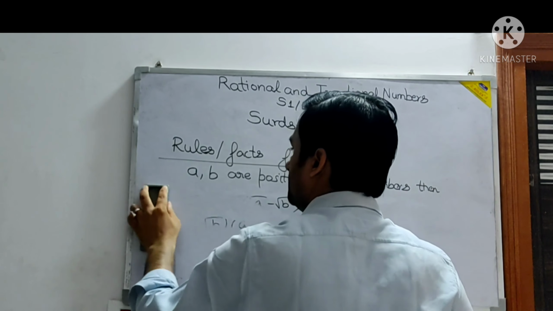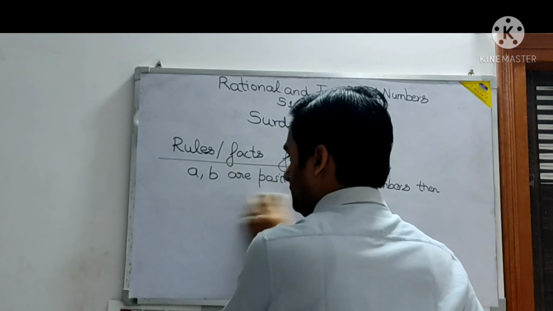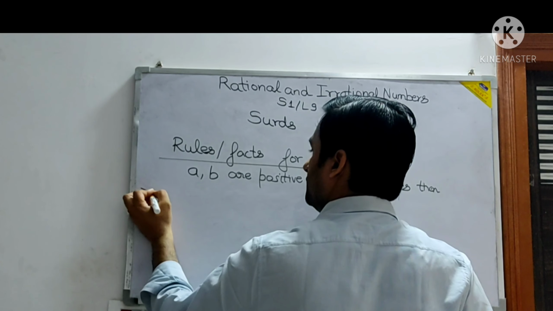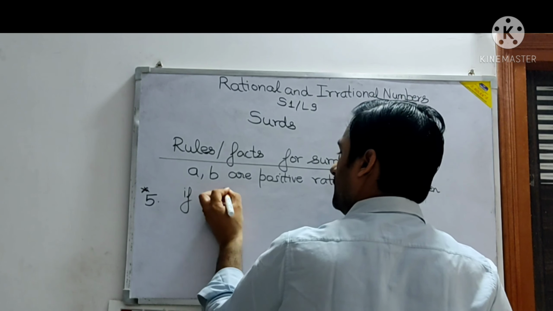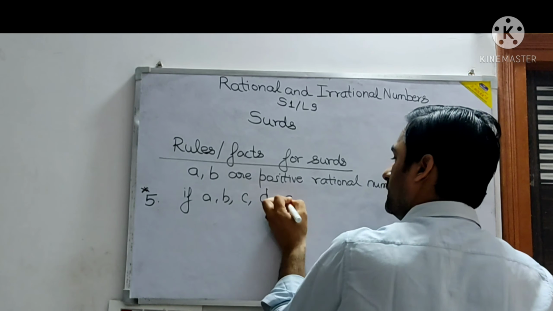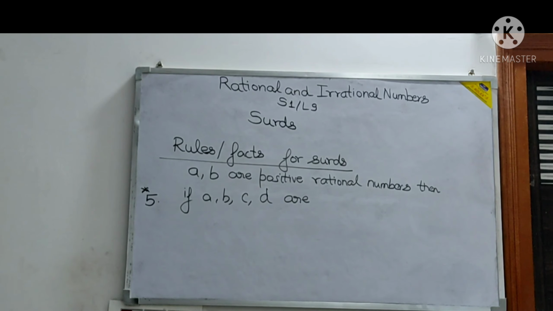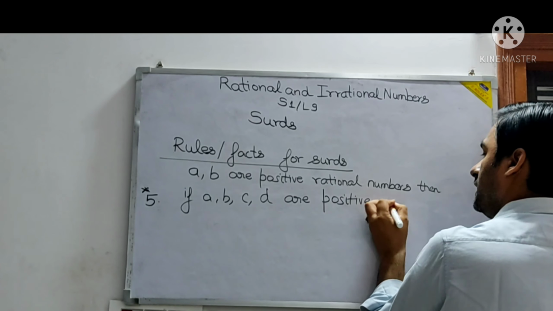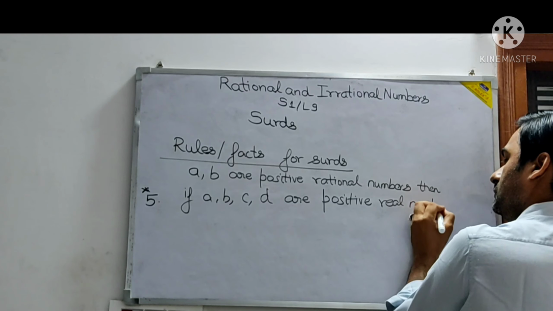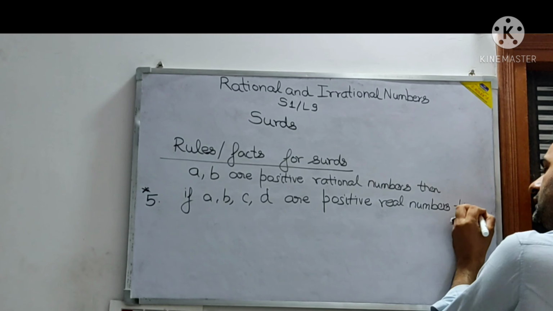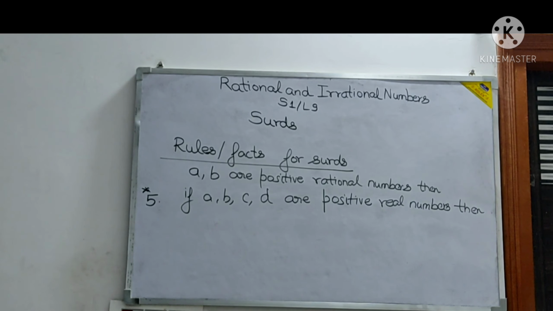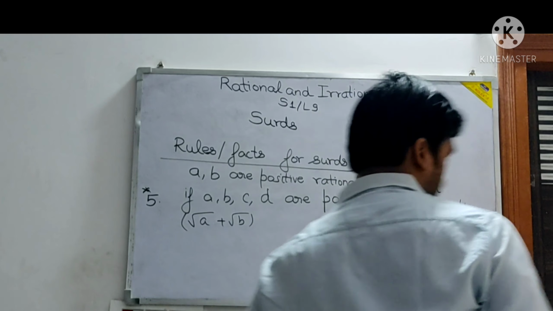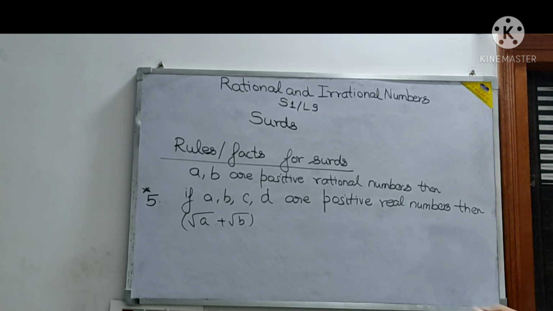Then fifth rule is what? If A, B, C, D are positive real numbers, then under root A plus under root B into under root C plus under root D.